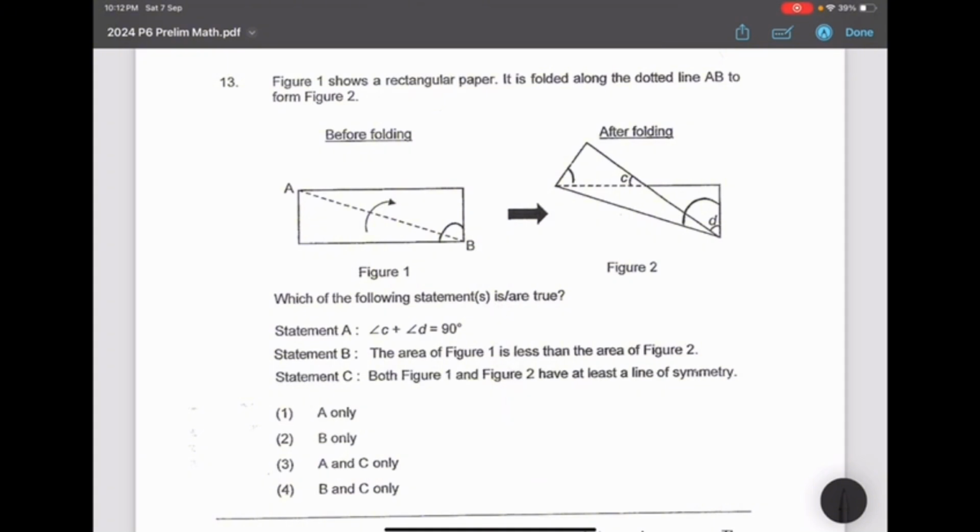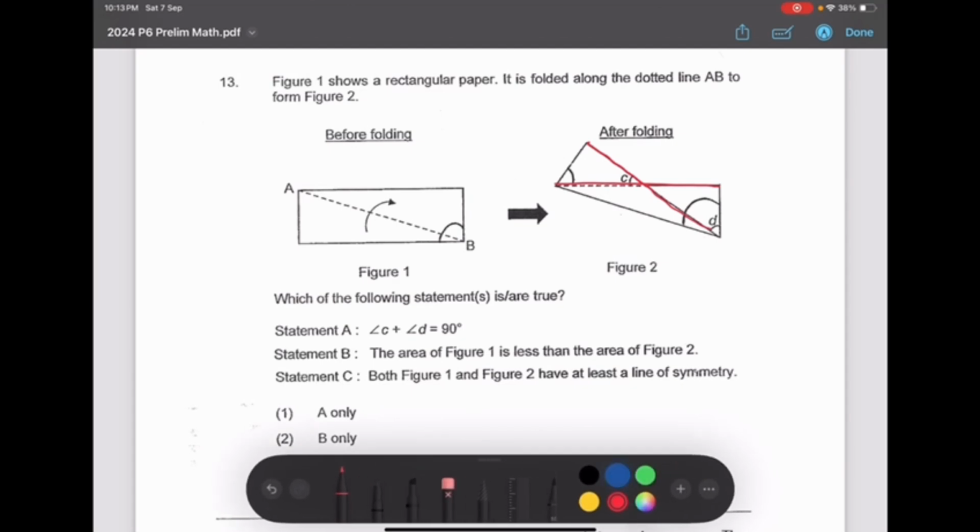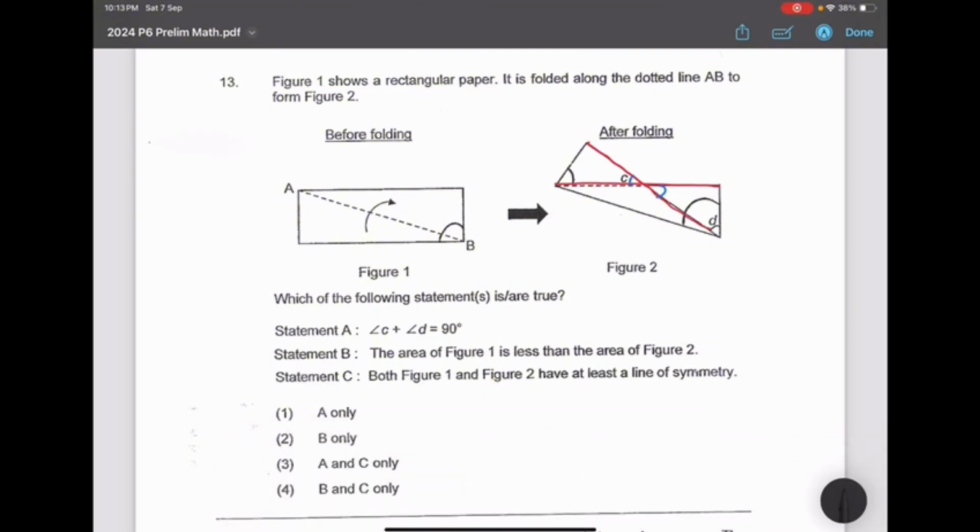Let's look at statement A. Angle C plus angle D equals 90 degrees. Looking at figure 2, I can see that these two lines are straight lines. And when I have two straight lines that intersect, I know that these two angles over here are the same. Why do I know this? Because of this concept: vertically opposite angles are always the same. Whenever I have two straight lines that intersect together, these two will be the same. These two will be the same.